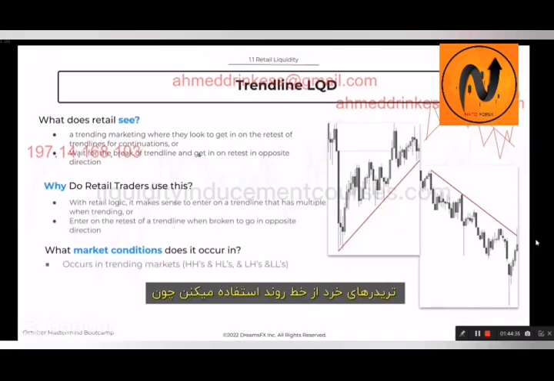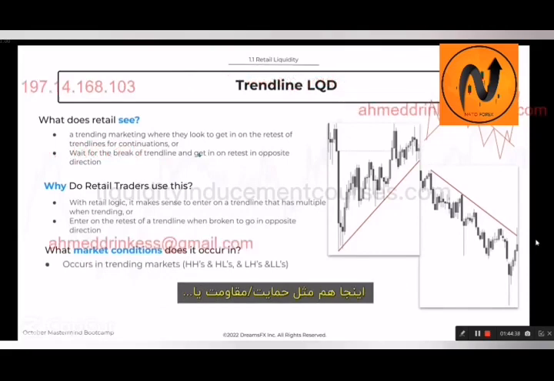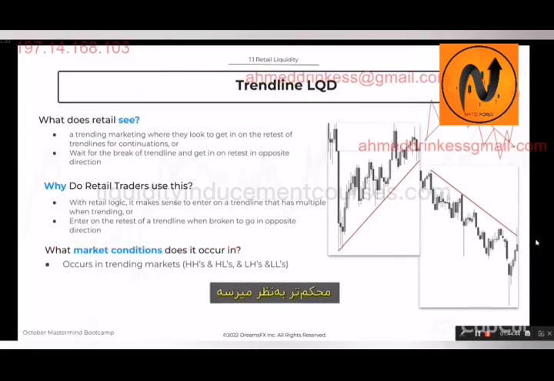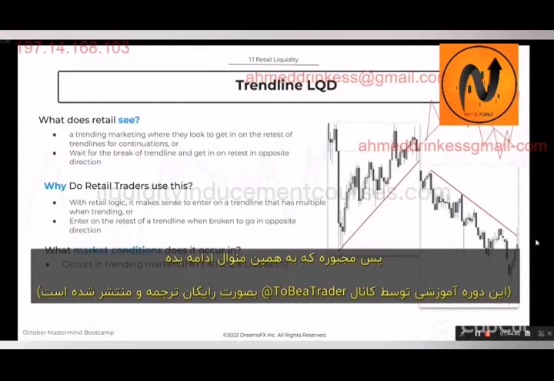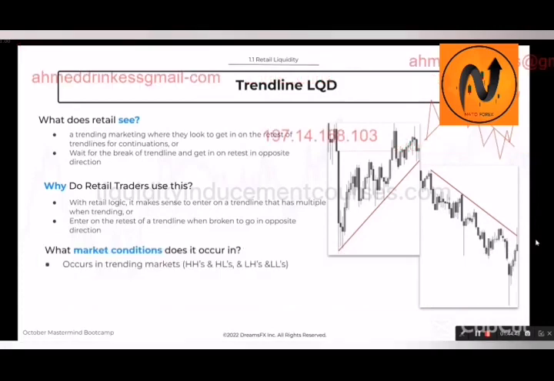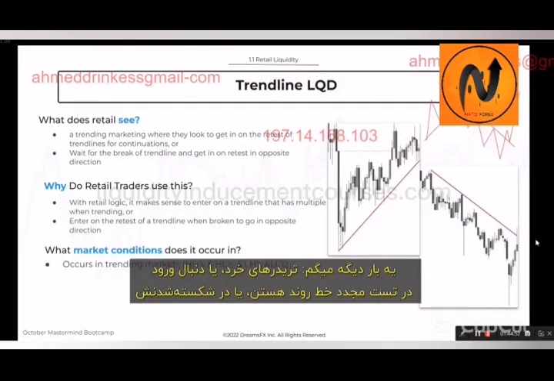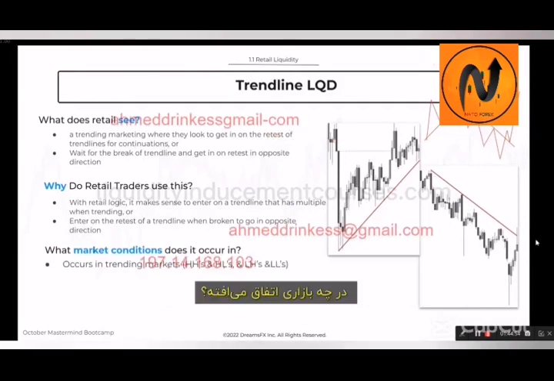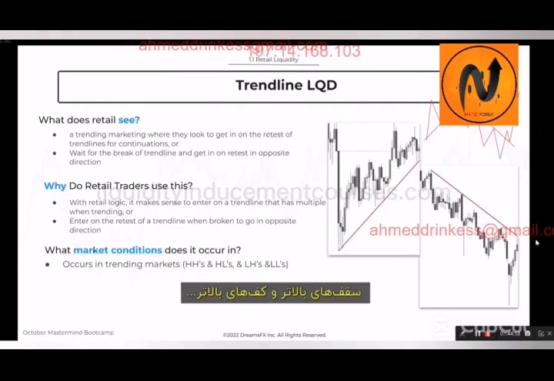Retail traders use it because, like support and resistance, the more touches it has in a trending market, the more intent appears, so it has to continue that way. They're either going to enter on the retest of the trend line or enter on the break of it. What market conditions does this occur in? It occurs in trending markets: higher highs and higher lows, lower highs and lower lows.